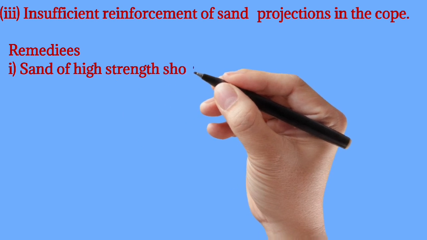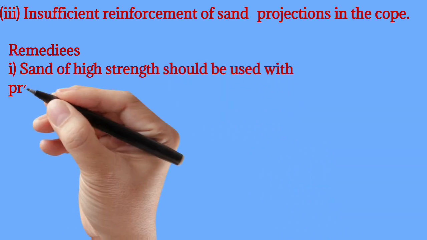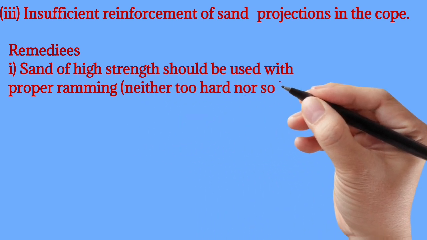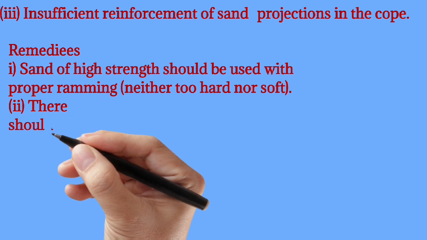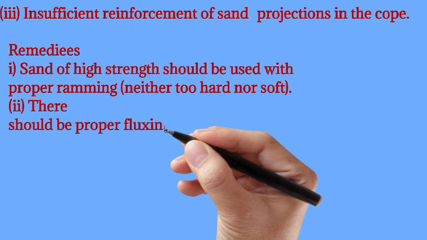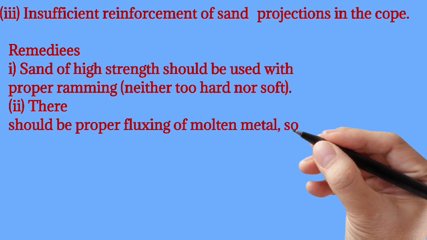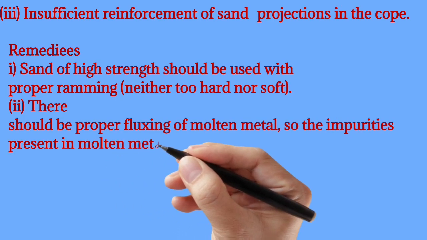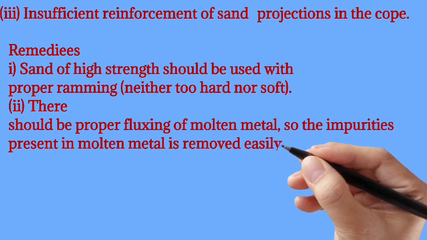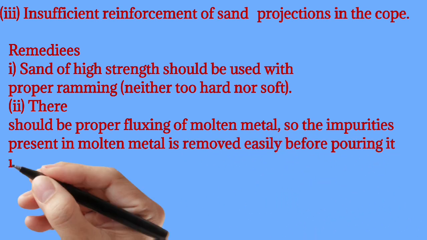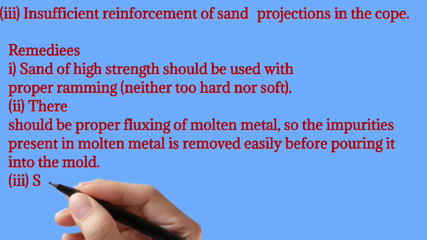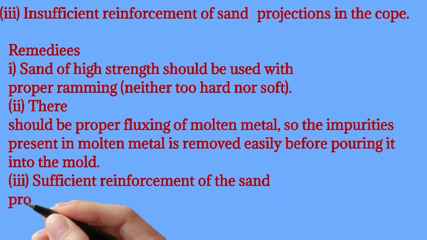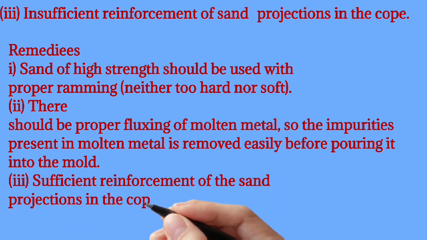Remedies. Sand of high strength should be used with proper ramming, neither too hard nor soft. There should be proper fluxing of molten metal so the impurities present in the molten metal are removed easily before pouring it into the mold. Third one, sufficient reinforcement of the sand projection in the core.